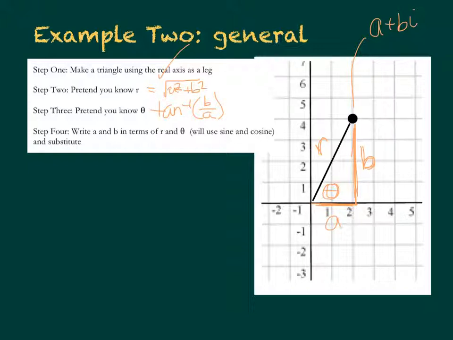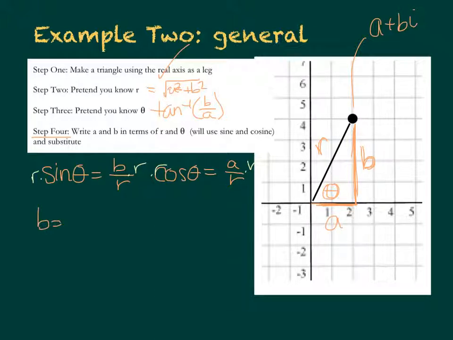But what we can do is this last step, step 4, write a and b in terms of r and theta. So I can say the sine of theta, whatever theta is, is going to be b over r. And cosine of theta, whatever that is, is going to be a over r. Now, just like in the last example, I can multiply both sides of both equations by r. So I'm left with b equals r sine theta, and a equals r cosine theta.